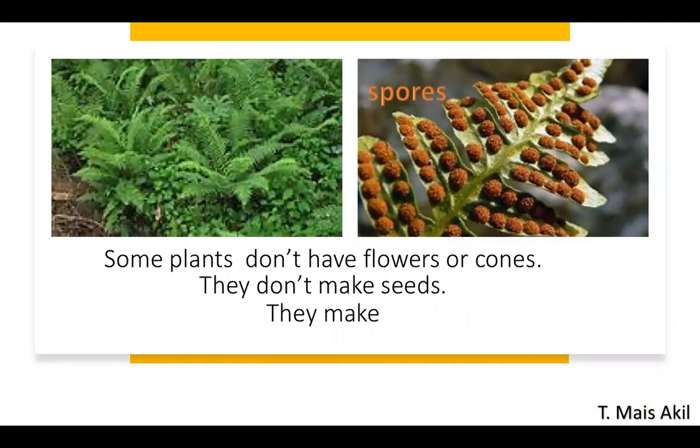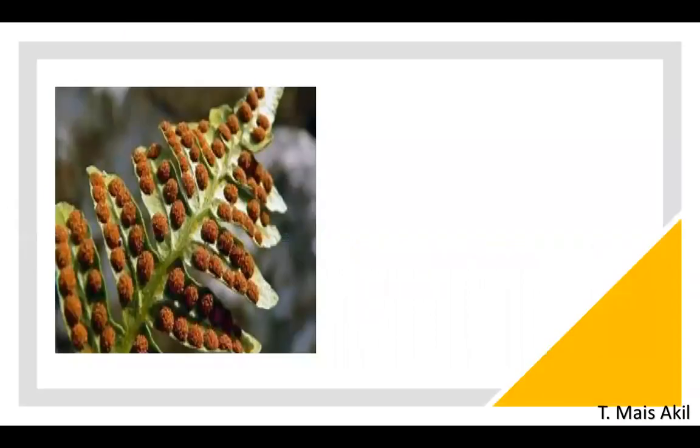So these kinds of plants that reproduce with their spores are called ferns. The ferns are plants that don't have flowers or cones, they don't make seeds, they make spores. So they reproduce by their spores. Here, as you see, these are the spores on the underside of the leaf. So there are no flowers or cones holding the seeds. The spores are on the underside of the leaf.